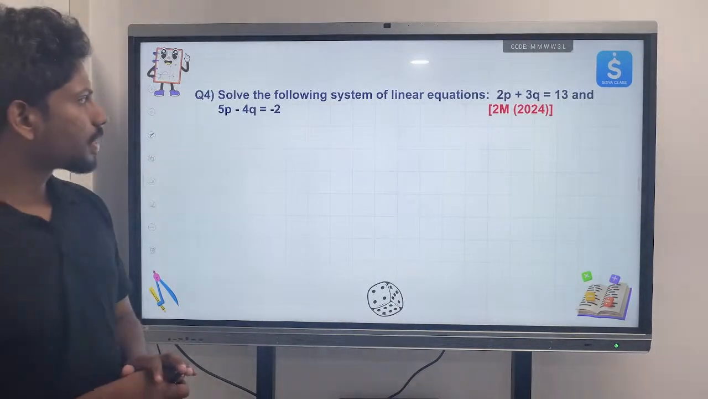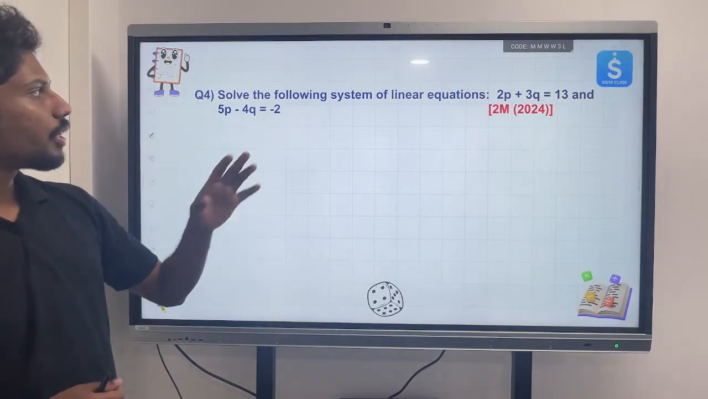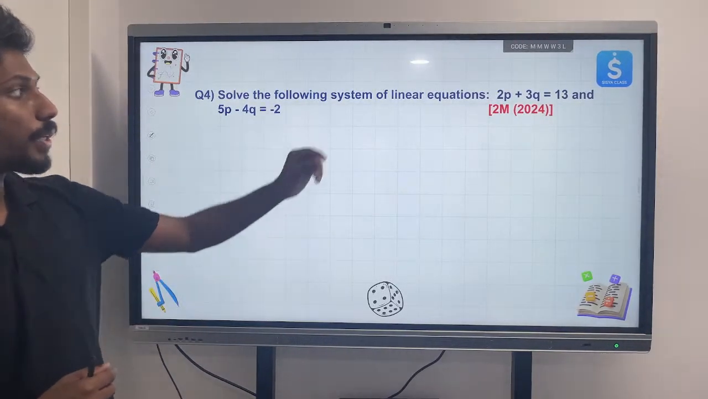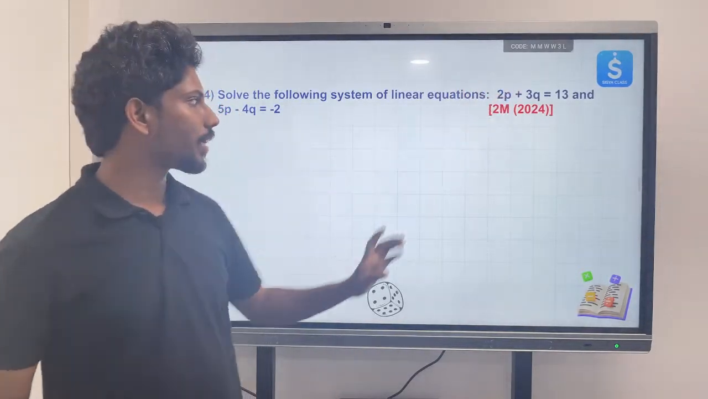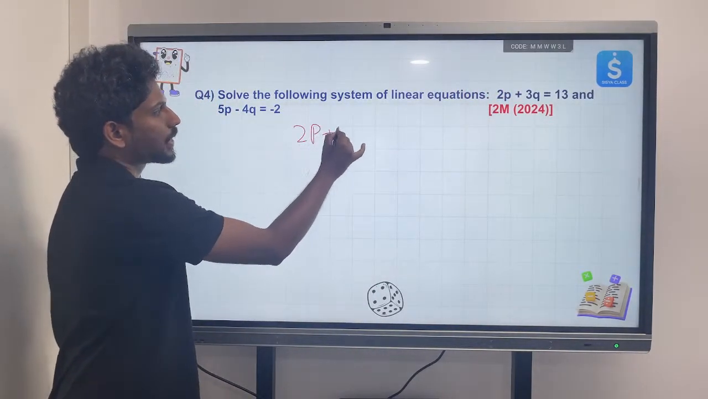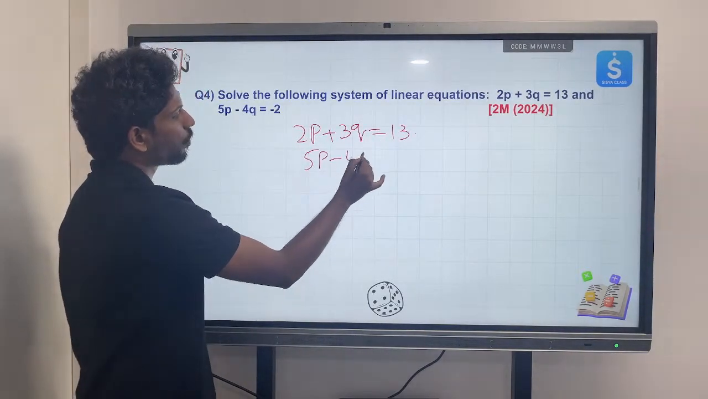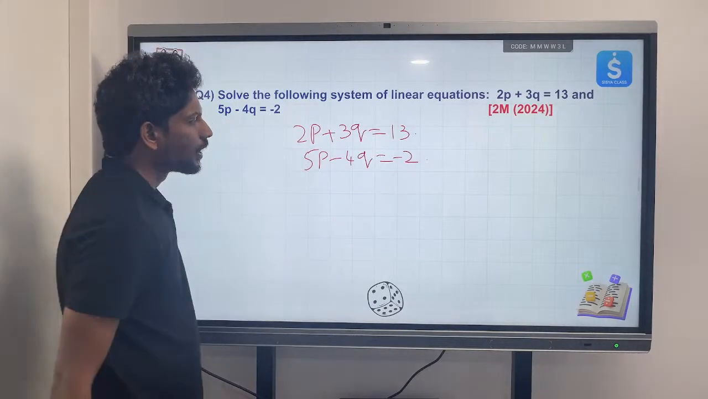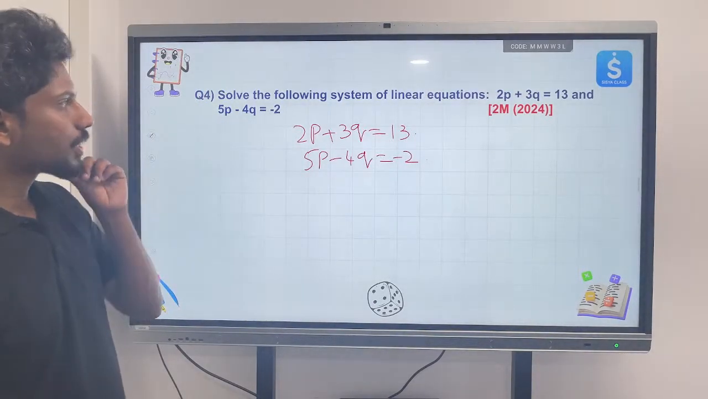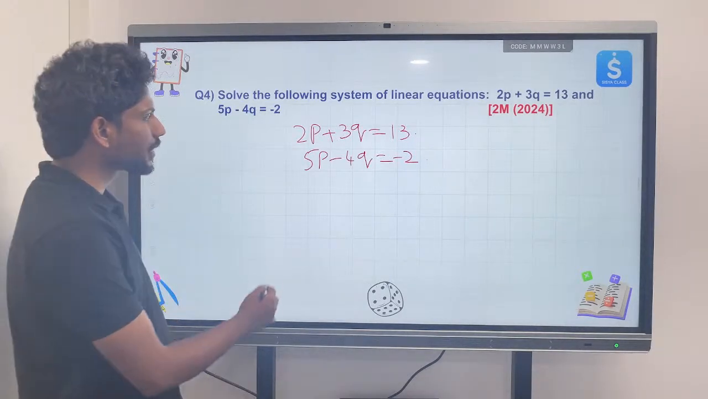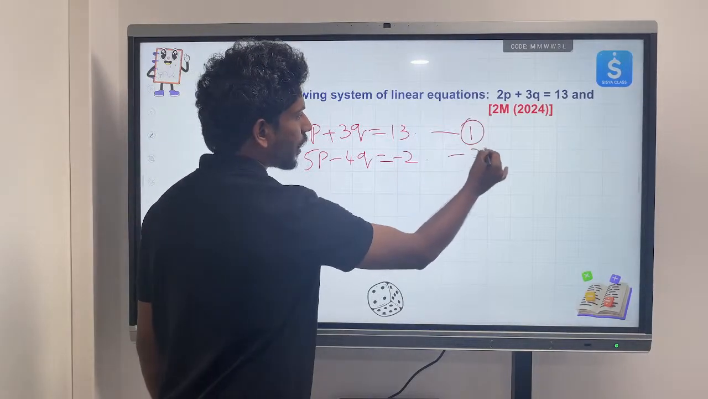Now let's understand this very quickly again with one of the PYQs, a previous year question. Solve the following linear system of equations: 2p plus 3q. Here p and q are variables, don't get confused that they are not x and y. So 2p plus 3q equals 13 and 5p minus 4q equals minus 2, right? Let's try to solve this linear equation in two variables by the substitution method. Now how do we do this? Choose any one of the equations. So this is equation 1, this is equation 2.